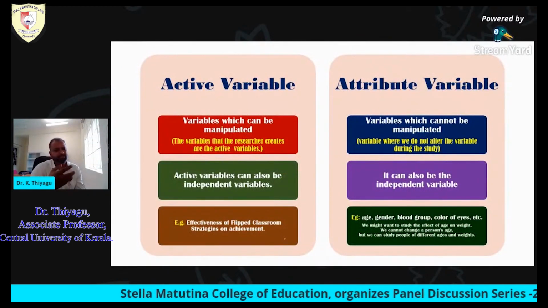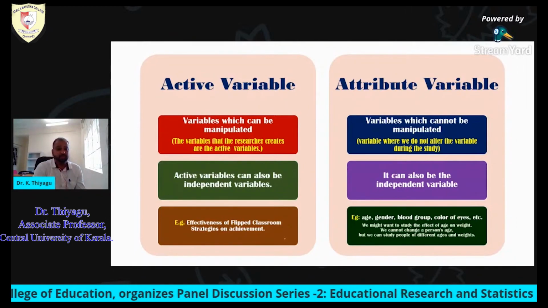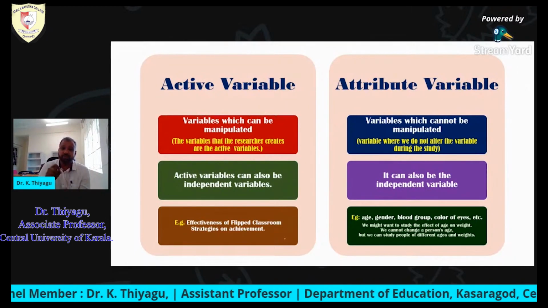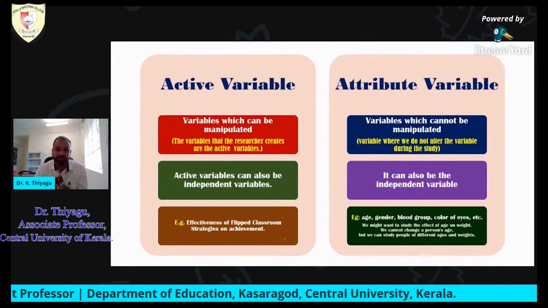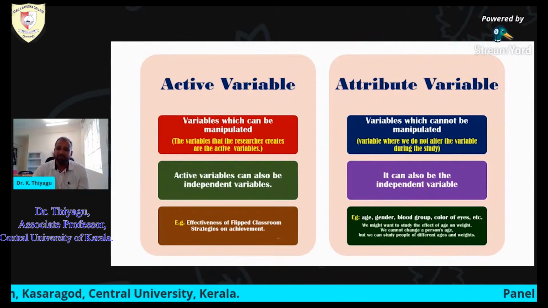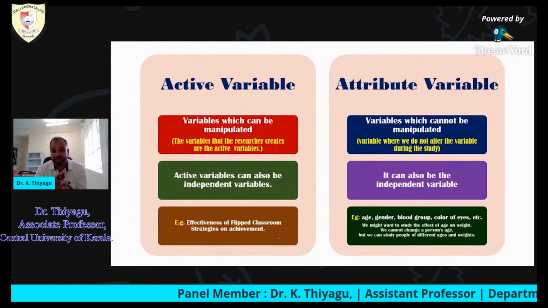Different textbooks have highlighted different kinds of terminology when talking about variables. Now I'm going to highlight one more classification, which is called the active variable as well as the attribute variable. What is an active variable? A variable which can be manipulated. In the case of the experimental method, we may use the term active variable.